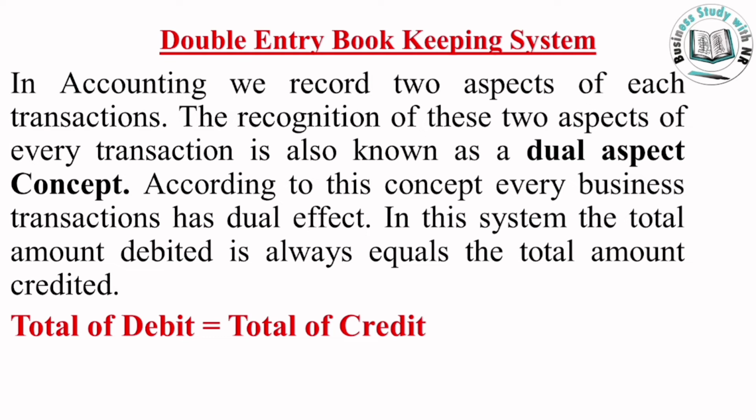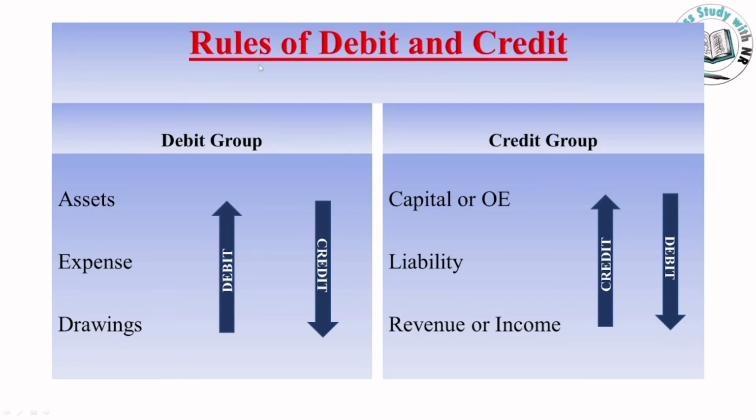Now we are going to learn the rules of debit and credit. To learn the rules of debit and credit, we divide the elements of financial statements which we learned earlier into two groups. One is the debit group and the other is the credit group. In the debit group there are assets, expenses and drawings. And in the credit group there are capital, liabilities and revenue.